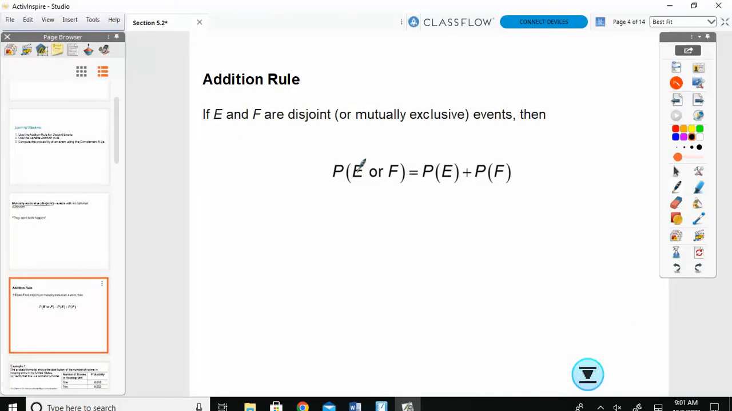So if your events are disjoint, so there's no overlap, we have two things and they cannot both happen, then the probability of E or F happening is the probability of E plus the probability of F. If I want the probability of getting a red or yellow M&M, I can't get both at once, so all I have to do is add the probability of a red plus the probability of a yellow. What's your question?